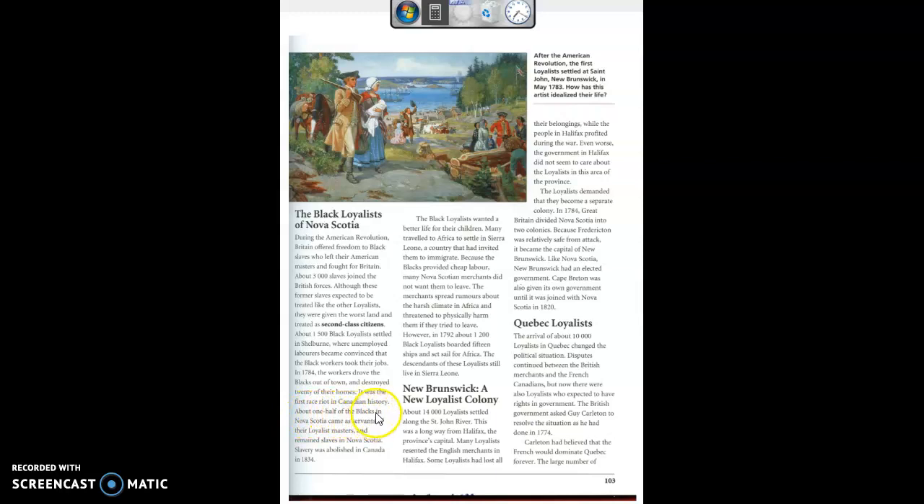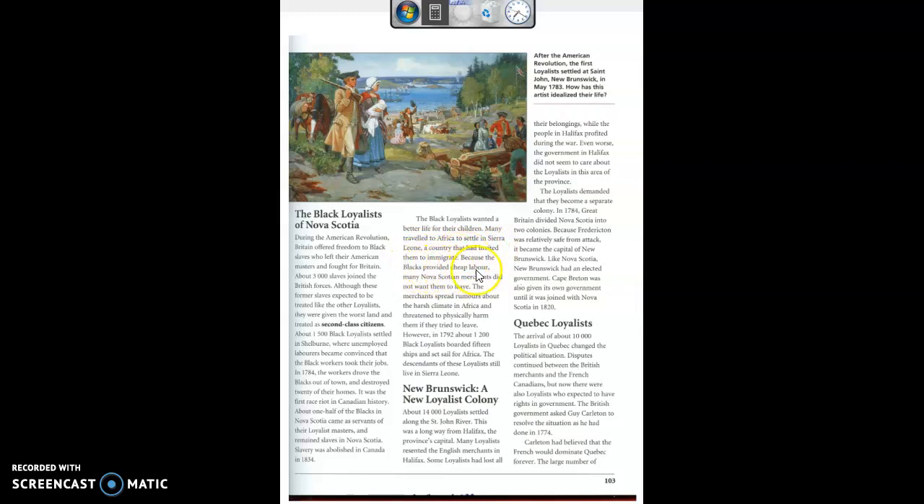About 1/2 of the blacks in Nova Scotia came as servants of their Loyalist masters and remained slaves in Nova Scotia. Slavery was abolished in Canada in 1834. The Black Loyalists wanted a better life for their children. Many traveled to Africa to settle in Sierra Leone, a country that had invited them to immigrate.